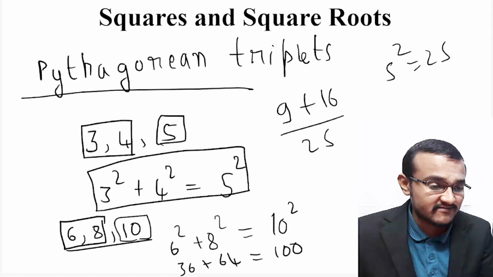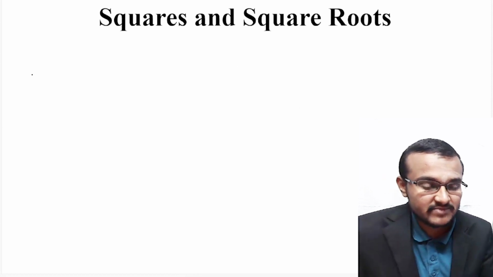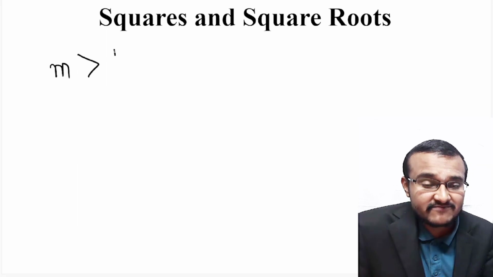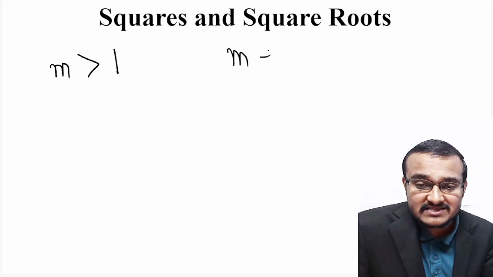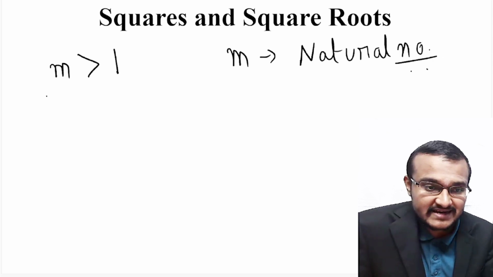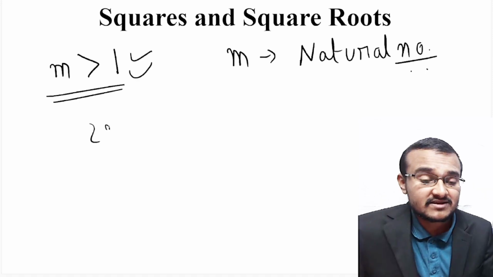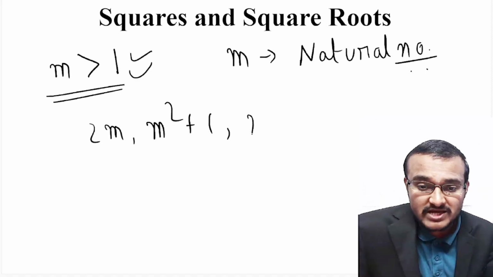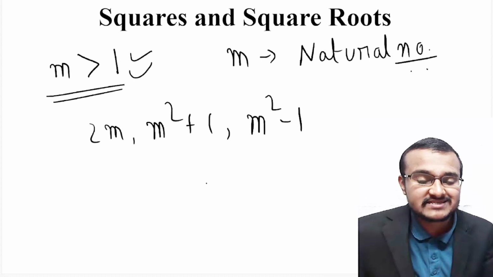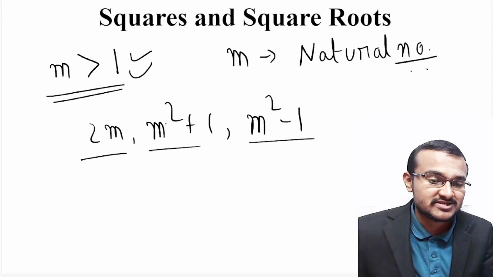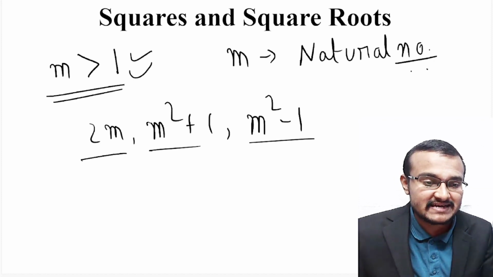So there is a general formula for Pythagorean triplets. For any natural number m which is greater than 1, 2m, m square plus 1, and m square minus 1 will always act as Pythagorean triplets. So this you can cross verify by taking an example.